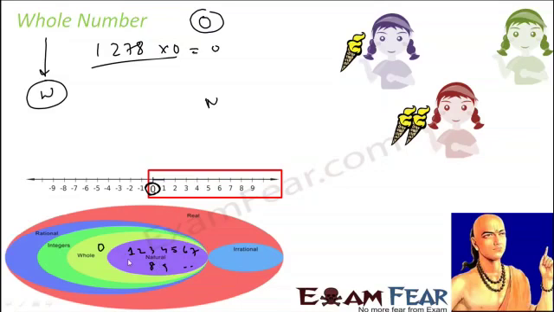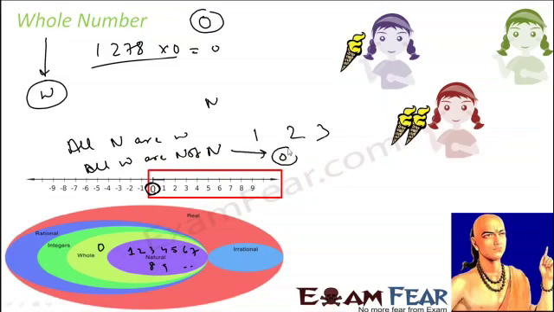Answer is yes. You take any natural number, you take 1, is it a whole number? Yes. You take 2, is it a whole number? Yes. Is 3 a whole number? Yes. So all natural numbers are whole numbers. But all whole numbers are not natural numbers. And the only example is 0. 0, is it a whole number? Yes. 0, is it a natural number? No.